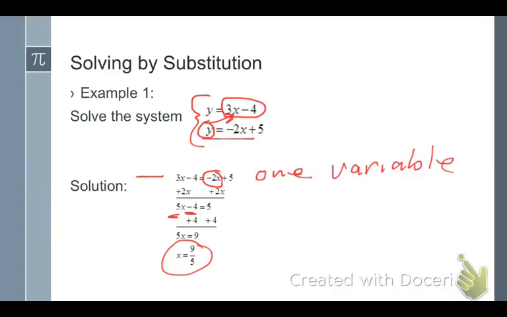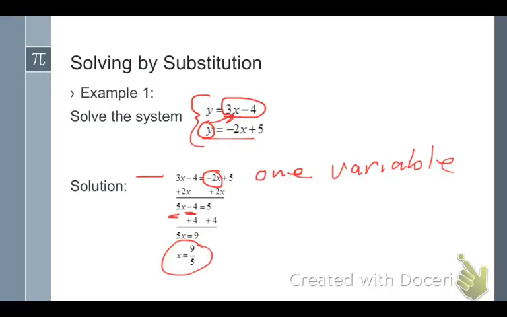Now notice this is not an integer. Not all of your solutions are going to be integers. As a matter of fact, in life, most solutions are not integers. But that would be harder to see on a graph. You wouldn't really know if it was 1 4/5 or 1 3/5 or exactly what it was, but using algebra, the 9/5 is very clear. So that would be an advantage of using algebra.